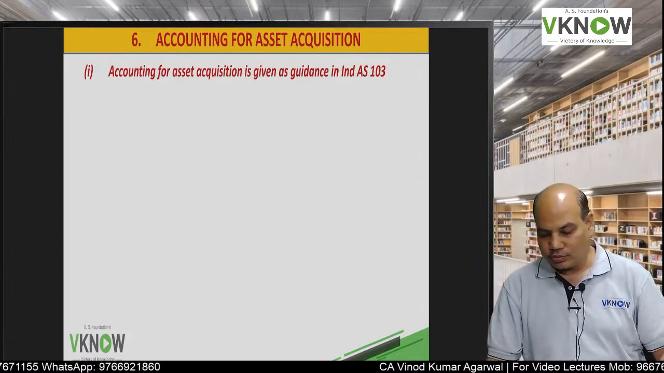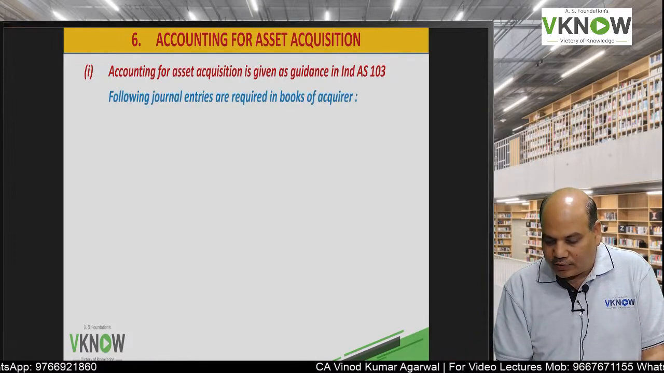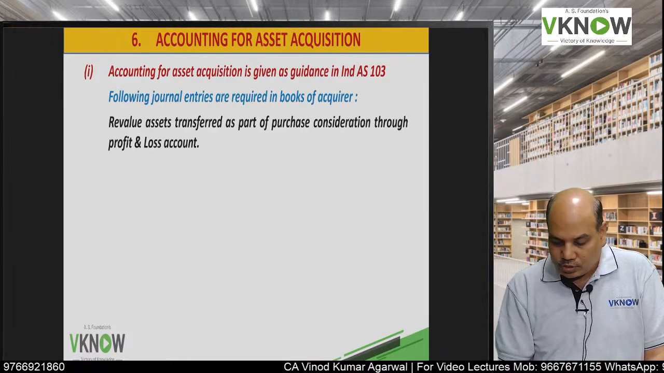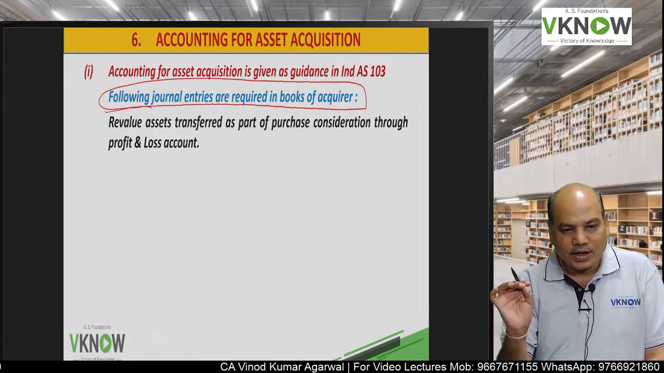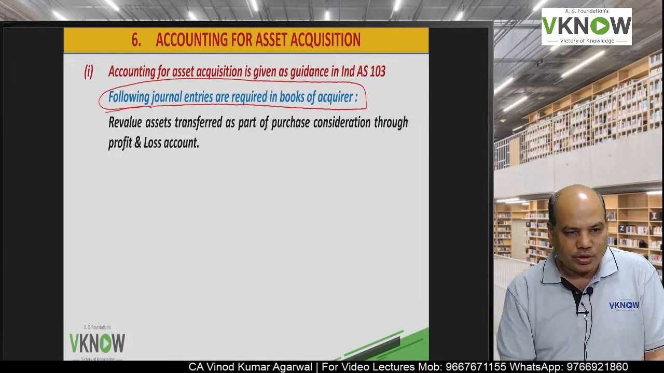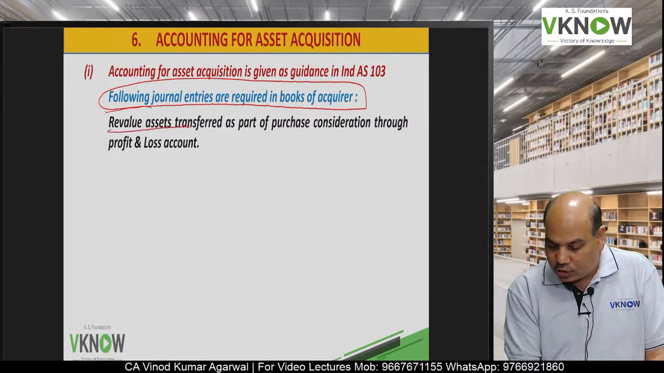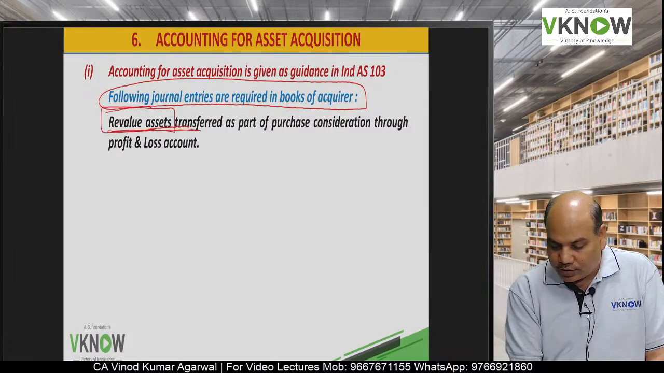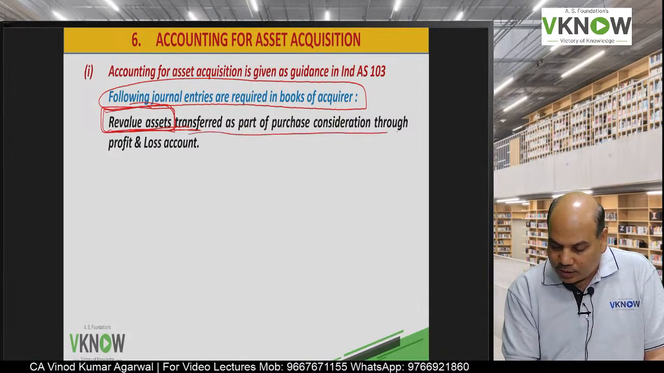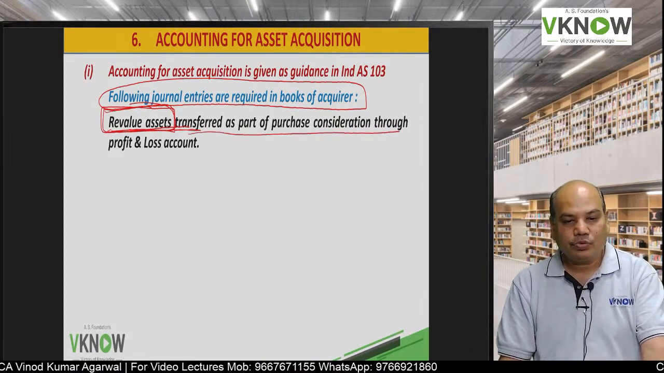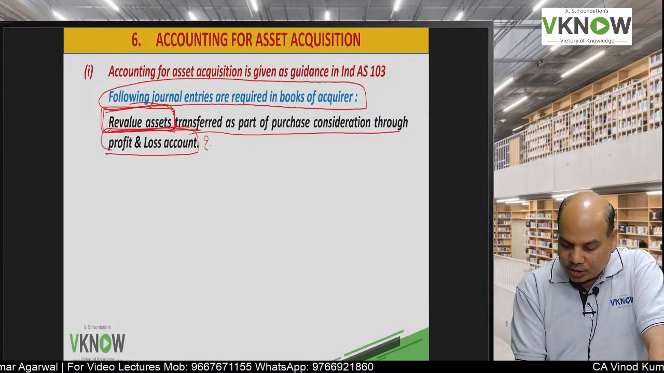So let us come back to accounting for asset acquisition. Some guidance is given in IND AS 103. So we'll pass the following journal entry. They can ask you a question on asset acquisition also. So what you do, you will pass the following journal entry. Revalue asset. Those assets which are taken over by the acquirer, you revalue the asset transferred as a part of purchase consideration through P&L account. One student is asking a question, why P&L account?